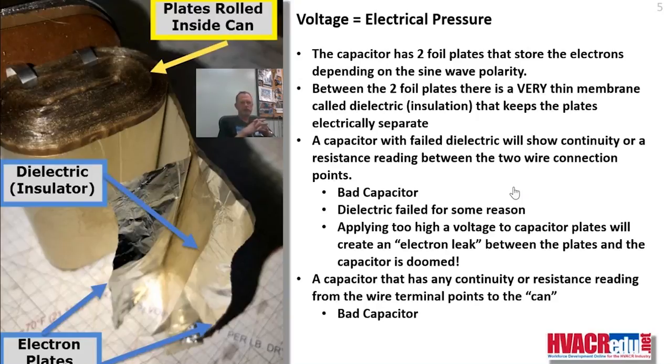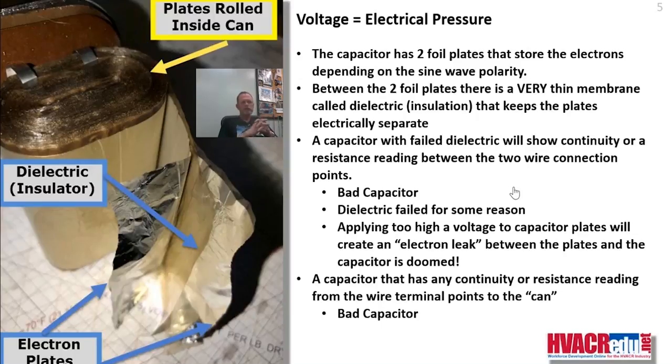As you can see, this is a run capacitor. In that run capacitor, you have 2 foil plates that store the electrons. Those are the electron plates, and they're either charged or not charged, depending on the polarity of the sine wave at that particular moment in time. And between the 2 foil plates, there's a very thin membrane called a dielectric insulation. The 2 plates, the dielectric's in between them. It's sort of like a sandwich situation. The dielectric is a very, very high quality insulation material, and it keeps those plates electrically separate.